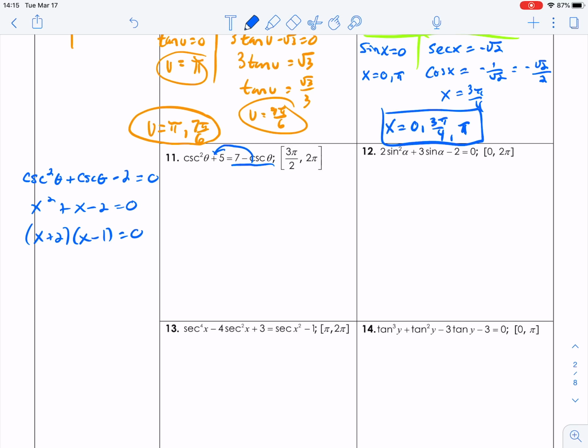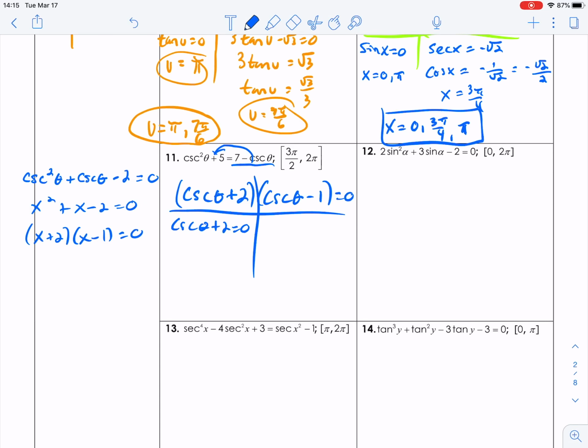There we go. So we get cosecant of theta plus 2 times cosecant of theta minus 1 equals 0. Split it up and solve. Cosecant of theta plus 2 equals 0. Cosecant of theta equals negative 2. I change it to sine. Sine of theta is the reciprocal of negative 2, so negative 1/2.